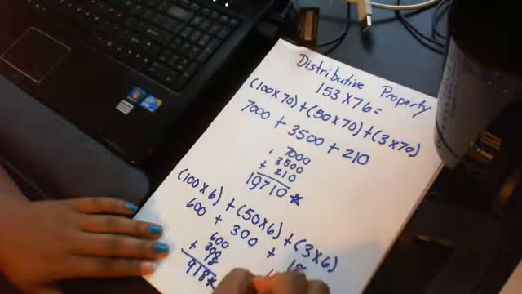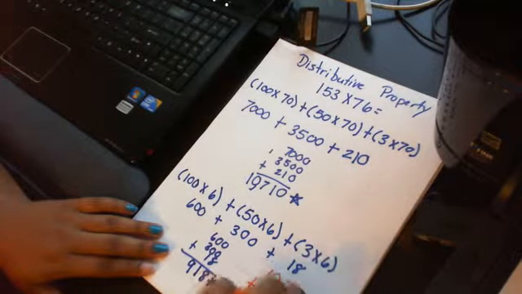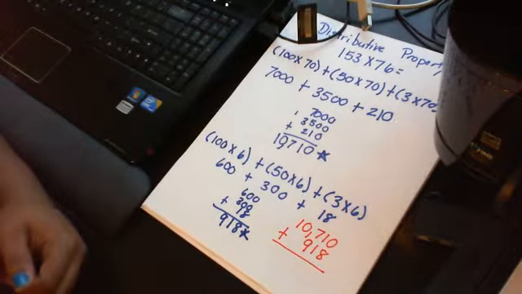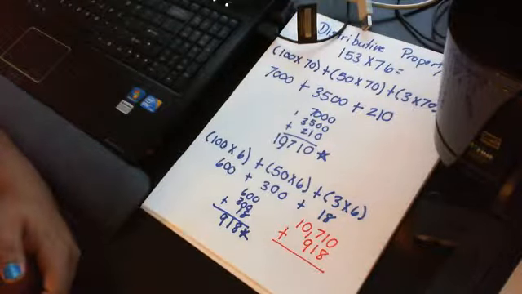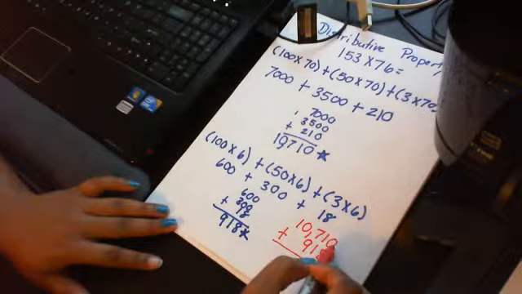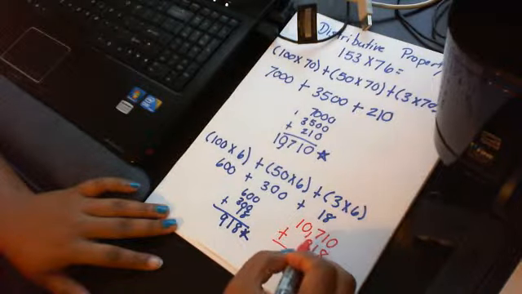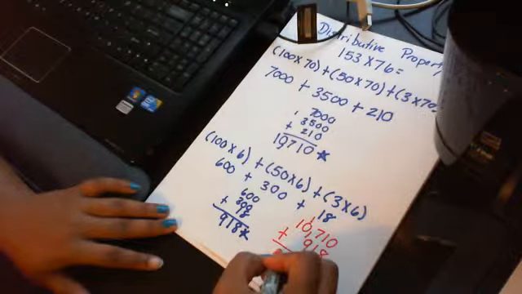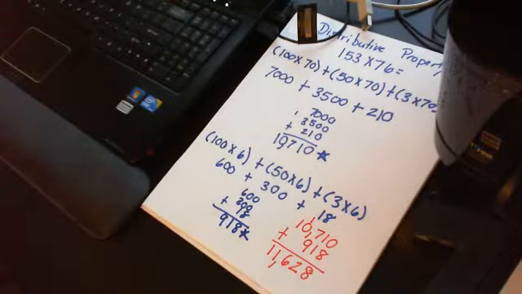So we have 10,710 plus 918. Remember, knowing where to line your digits up is the most important part, because you can get all the way down to this step and end up with the wrong answer because you didn't remember where the numbers should align. So we get 0 plus 8 is 8. 1 plus 1 is 2. 7 plus 9 is 16. The 6 on the bottom, 1 on the top. 1 plus 0 is 1. 1 plus 0 is 1. And we get 11,628.